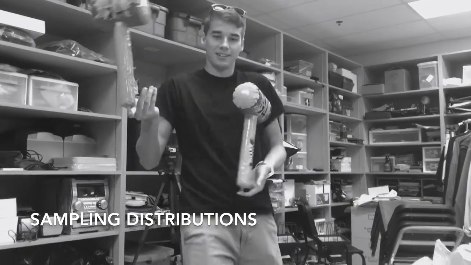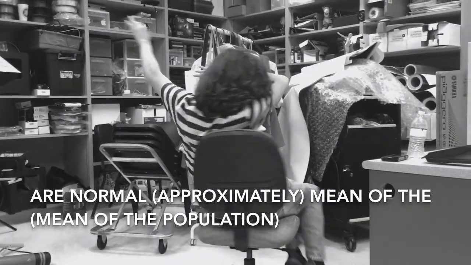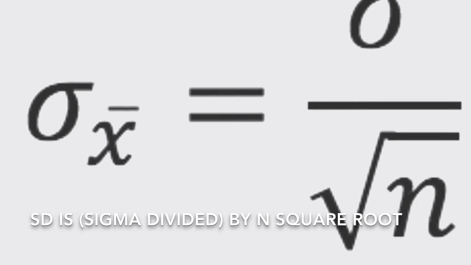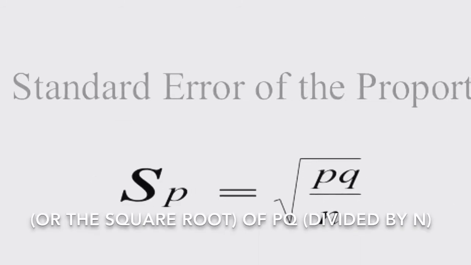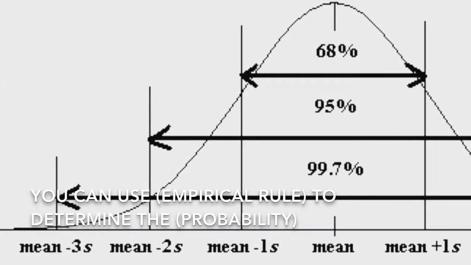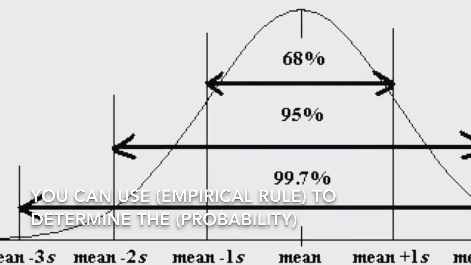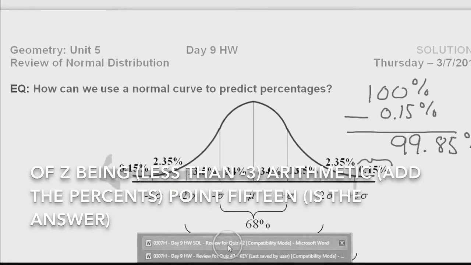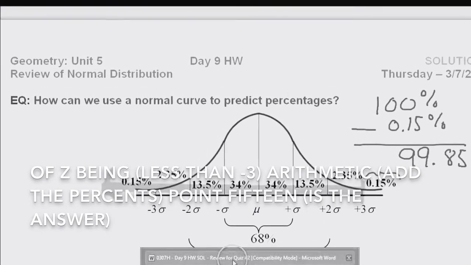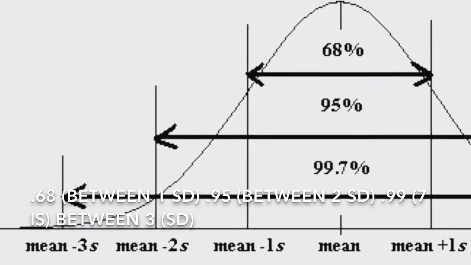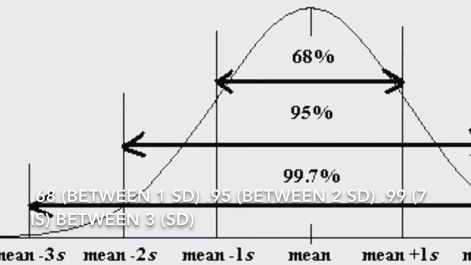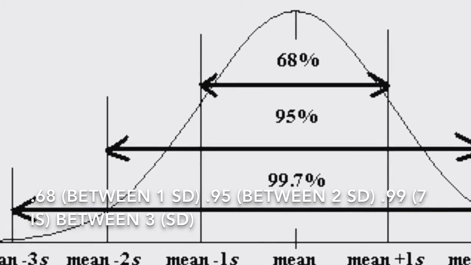Sampling distributions are approximately normal. Mean is the mean of the population. SD is sigma divided by the square root of n, or the square root of pq divided by n. You can use empirical rules to determine the probability of Z being less than 3. Write it as a percent. 0.15 is the answer. 0.68 between 1 SD, 0.95 between 2 SDs, 0.99.7 between 3 standard deviations.